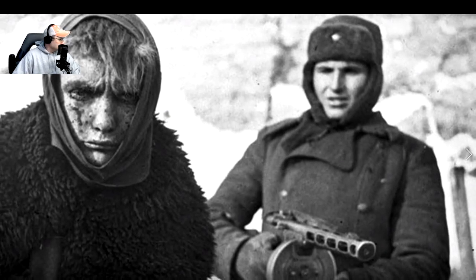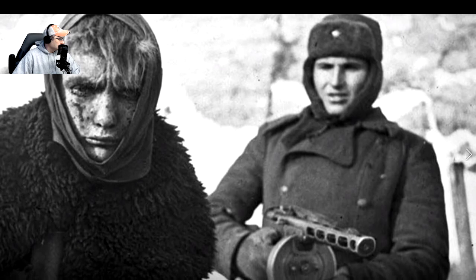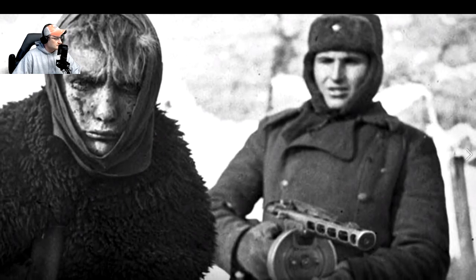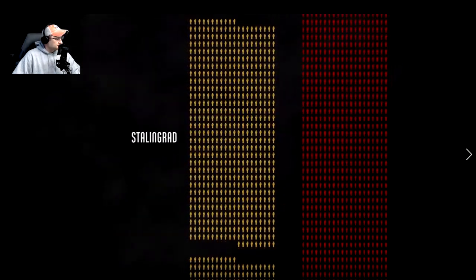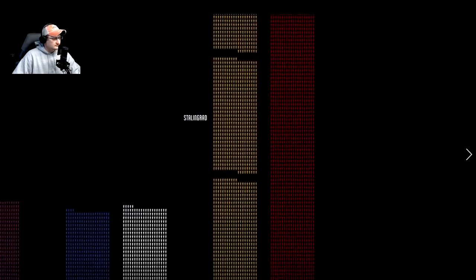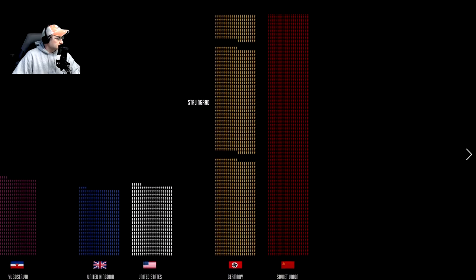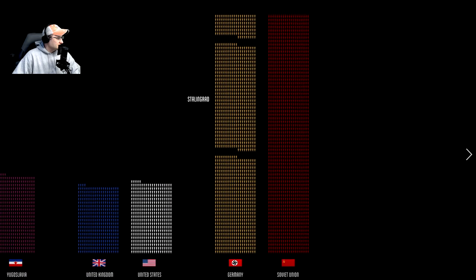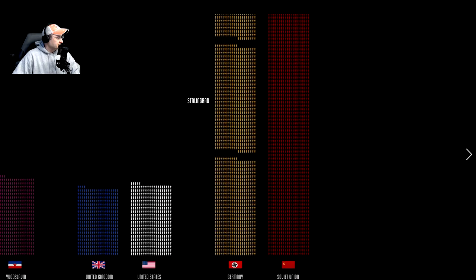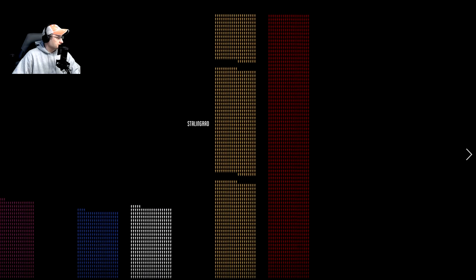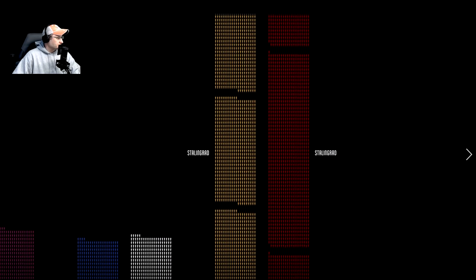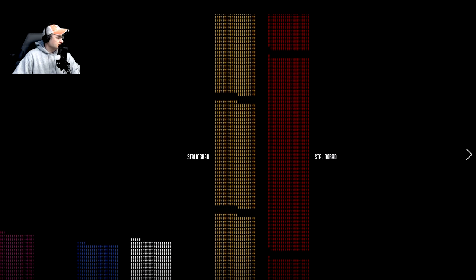POWs had a low survival rate throughout World War II, and it was particularly grim in the East. When you include these POWs, roughly the same number of Germans died in Stalingrad as all the Western Front fighting against France, the UK, and the US. And though Stalingrad was a victory for the Soviets, they suffered almost twice as many losses as Germany. These numbers are crazy.